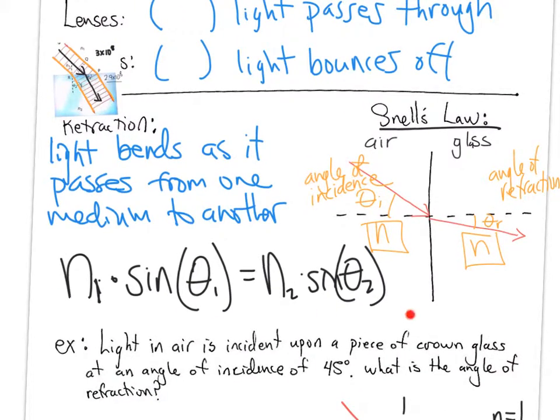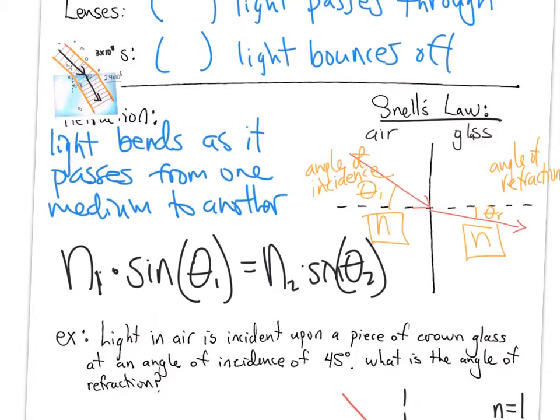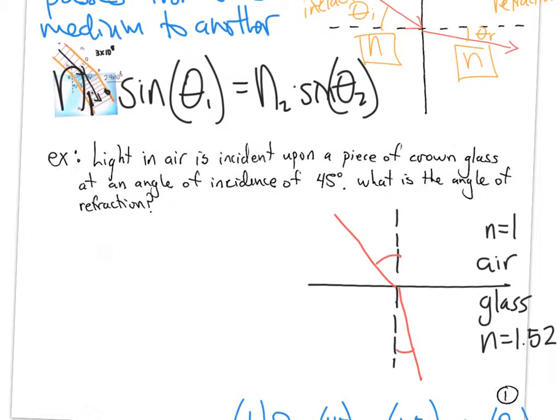So that is Snell's law, and we have an example down here. The example says light in air is incident upon a piece of crown glass, so that's just a specific type of glass, at an angle of incidence of 45 degrees. What is the angle of refraction? So here's my diagram, where here's the boundary between the two mediums. We have air and we have glass over here, and we're basically going to be using n equals 1, more specifically it's 1.0003 for air, and then for glass it's 1.52.